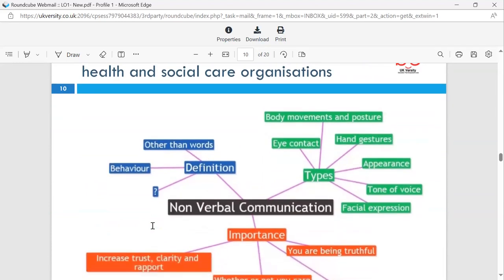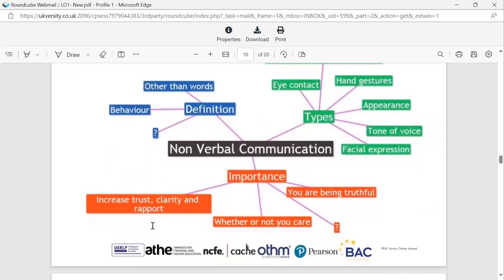The definition of it, other than words, is behavior. The types, like we said, we've already mentioned: body movements, postures, eye contact, hand gestures, appearance, the tone of voice, your facial expression, the importance of body language. It increases trust and clarity and rapport. And it shows that you care or not, and you are being truthful from your body language. If you're showing an elderly patient that you are caring, they're going to trust you more, aren't they? Especially elderly patients, mainly. You have that trust issue.